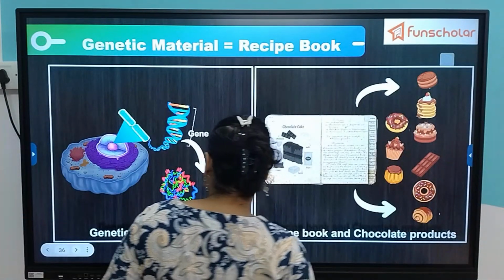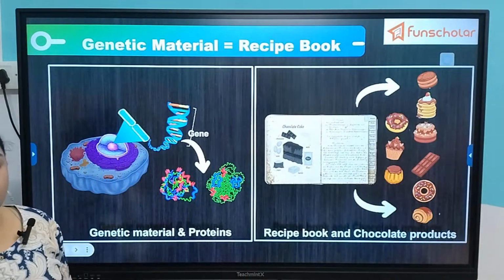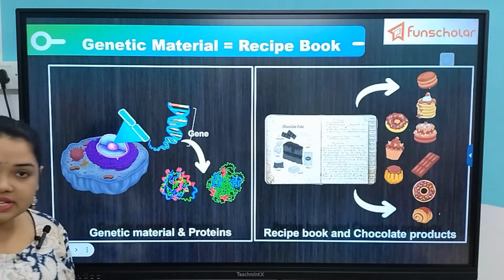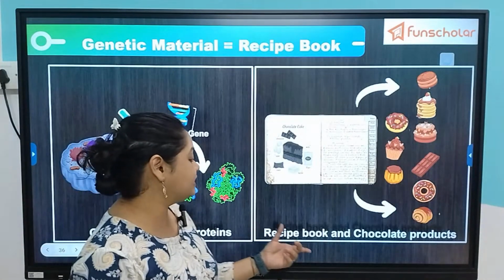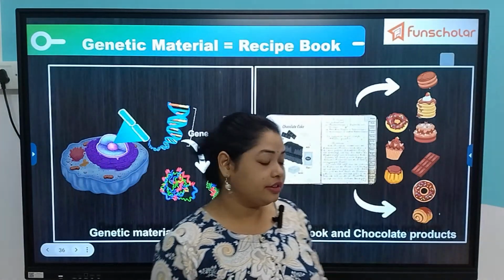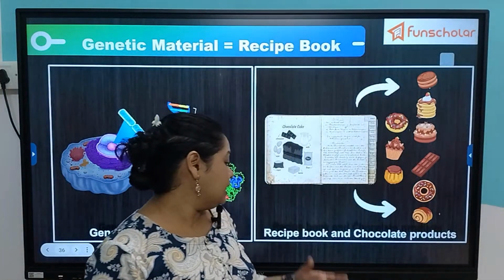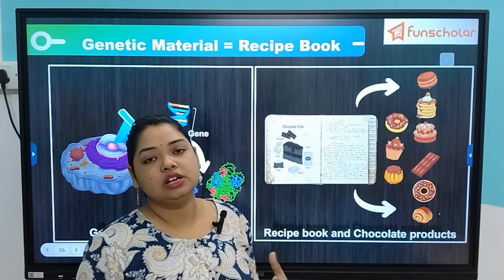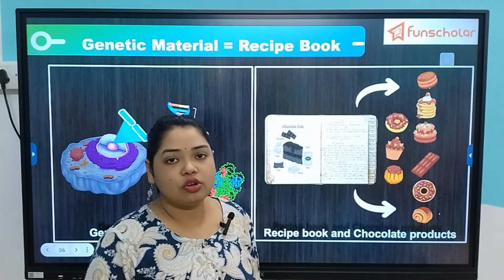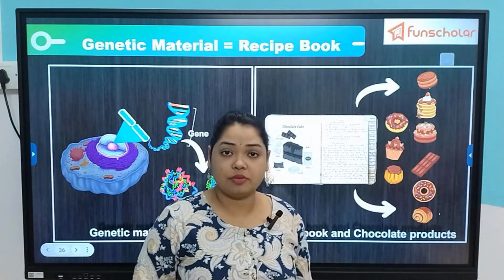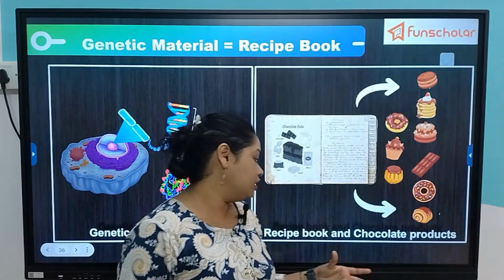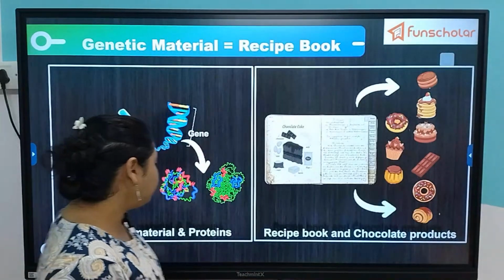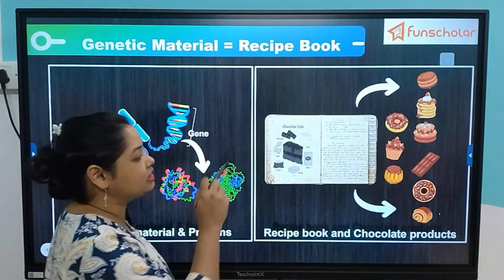So therefore, from the video, we have got the idea that the nucleus, which is the brain of the cell, can be compared to the recipe book of the chocolate factory, because the recipe book is the main thing from which we understand how the chocolate will be made and also what will be the ingredients of that chocolate. So therefore, everything is present in the recipe book only.